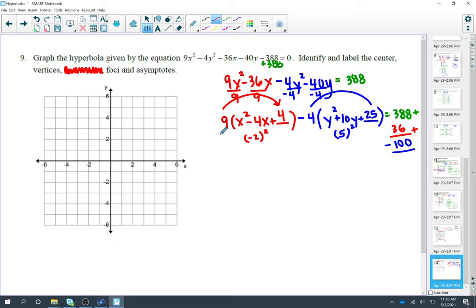Now we're going to go back and factor. So we have our 9. This is going to be x minus 2 squared. Then minus 4, and this is y plus 5 squared. Equals, if we take 388 plus 36 and then minus 100, we're going to get 324. At this point, we're close, but keep in mind, you have to equal this to 1. So we're going to divide everybody by 324.